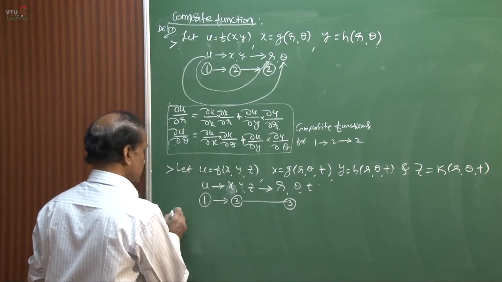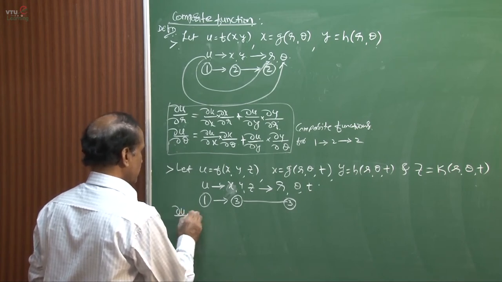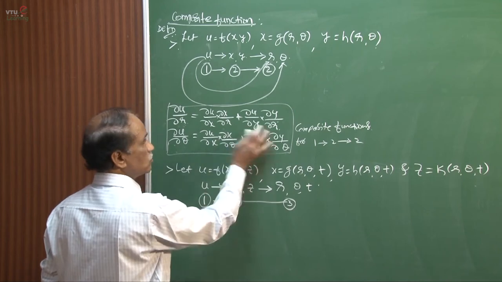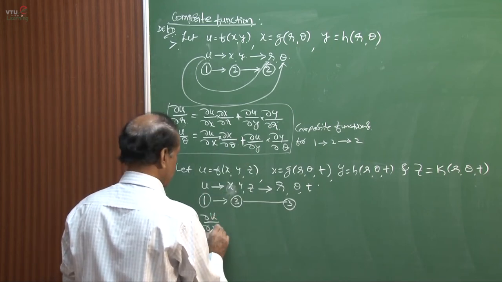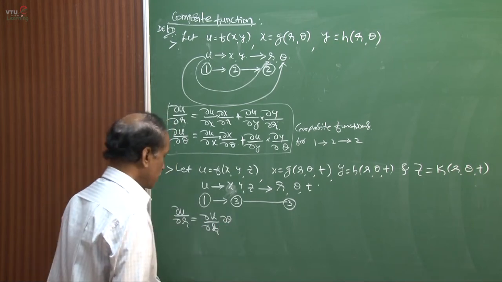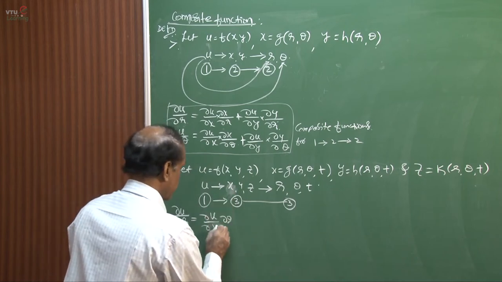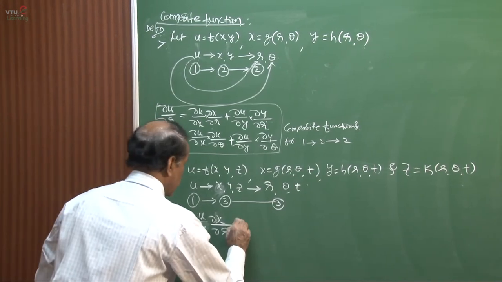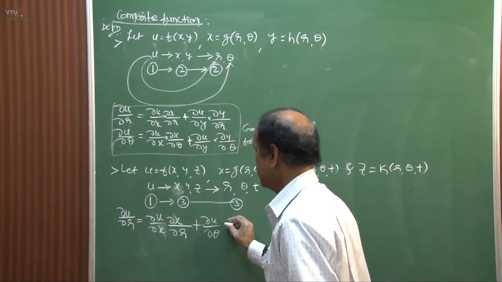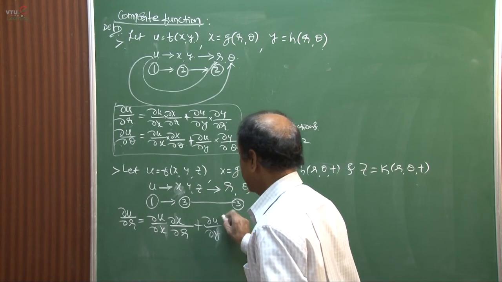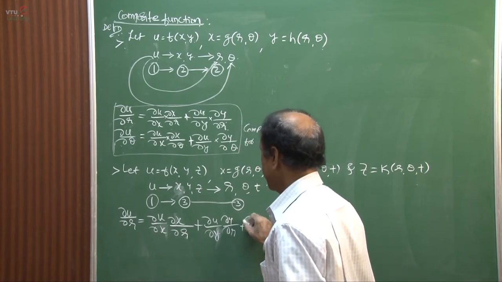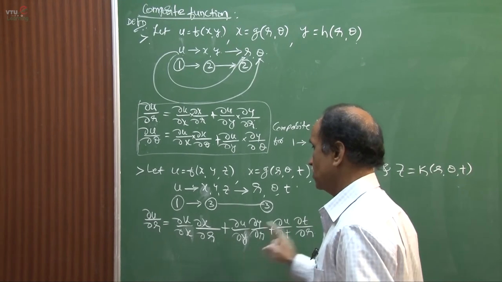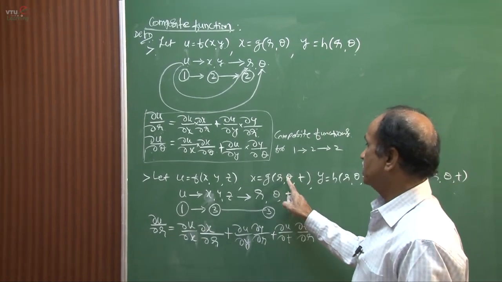But the step goes like this. There are 3 derivatives which you have to take. That is del u by del r. You have to write one more term, addition. That's all, the same 2 terms. That is del u by del x, because first it is connected with respect to x, times del x by del r, plus del u by del y times del y by del r, plus del u by del z times del z by del r. It is entirely with respect to r, keeping theta and t as constant.